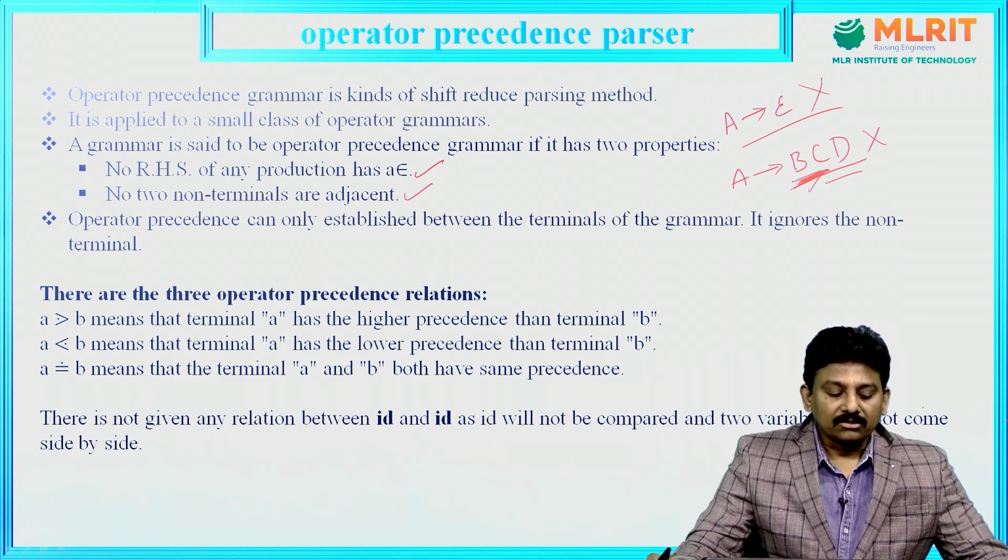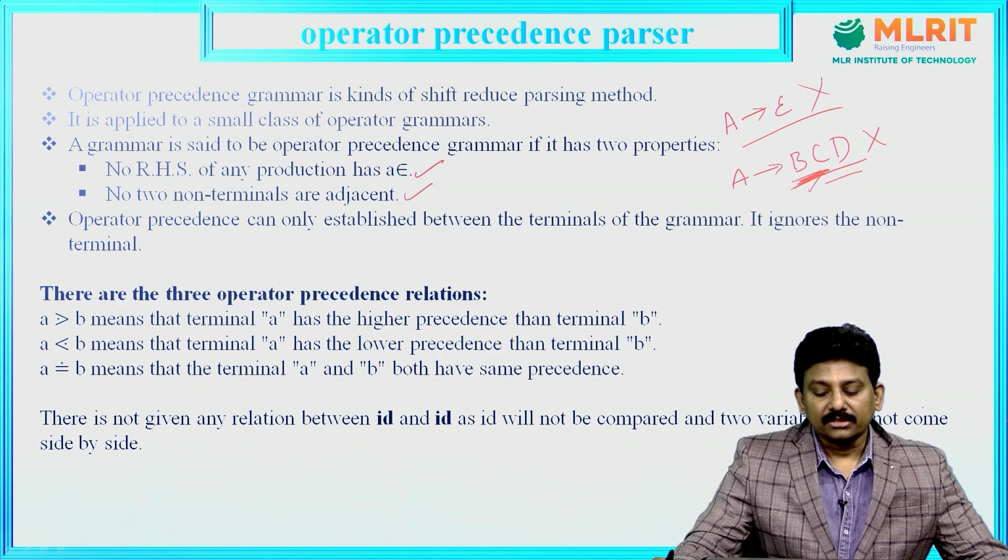Operator precedence can only be established between the terminals of the grammar. It ignores the non-terminals. So, the relationship is between terminals only. There is no relationship between non-terminals.